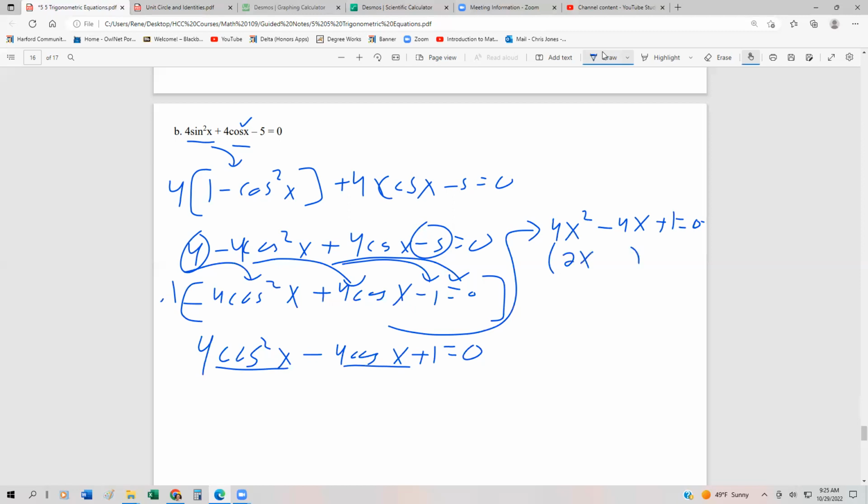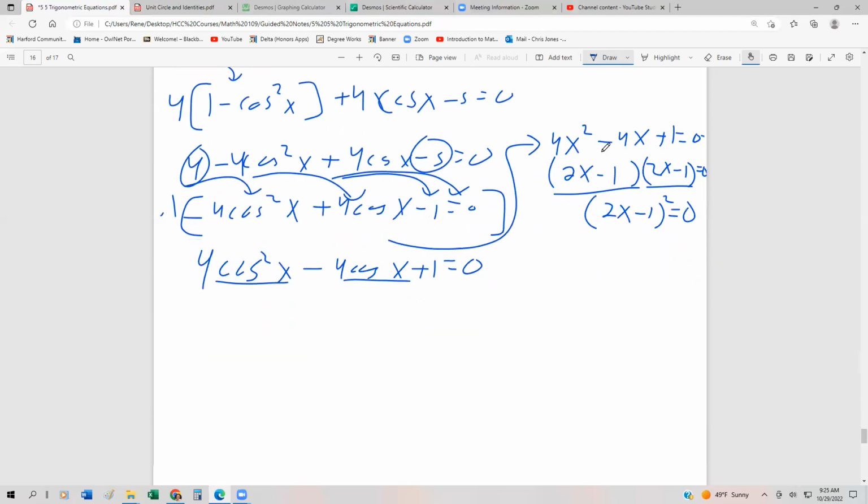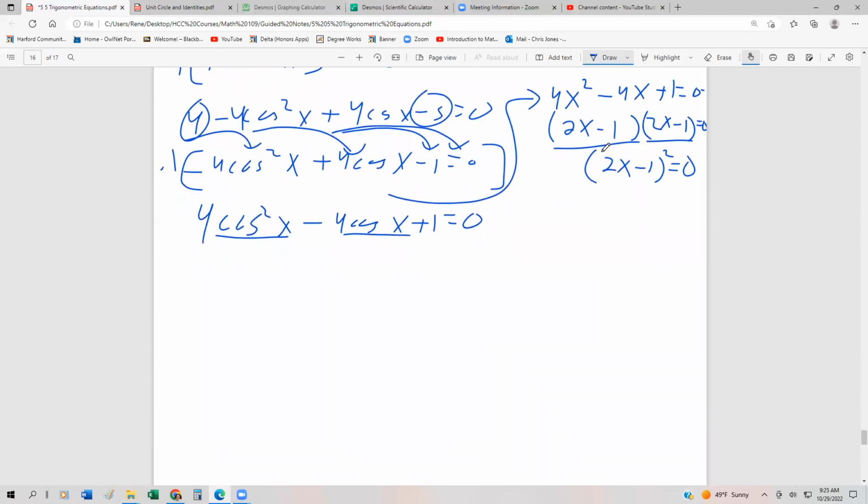Okay, so I can write that as 2x and 2x, and then minus 1 equals 0, or completely factored because we have the exact same binomial next to one another. I could write that as 2x minus 1 squared. And so instead of x, I'm going to replace that with cosine, and I'm going to write this as 2 cosine of x minus 1 quantity squared equals 0.